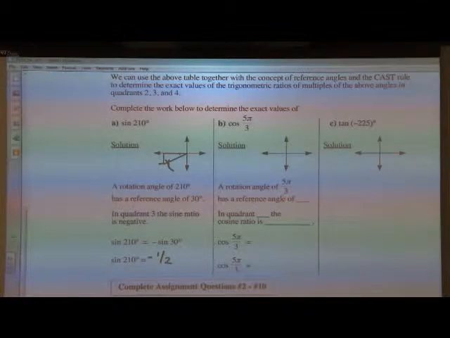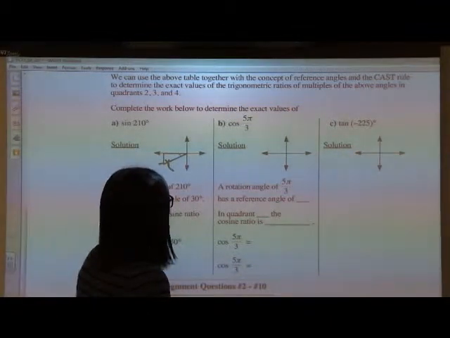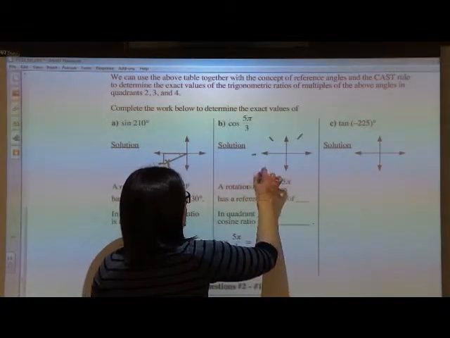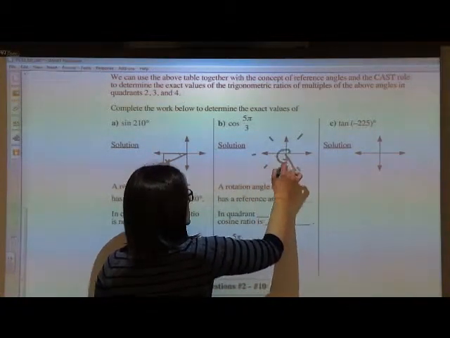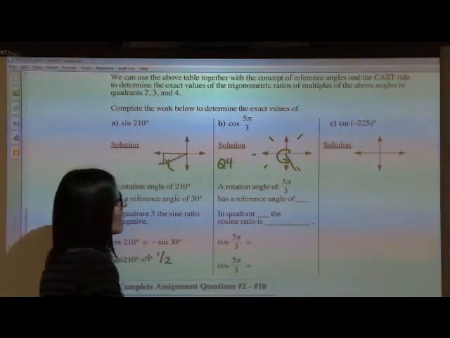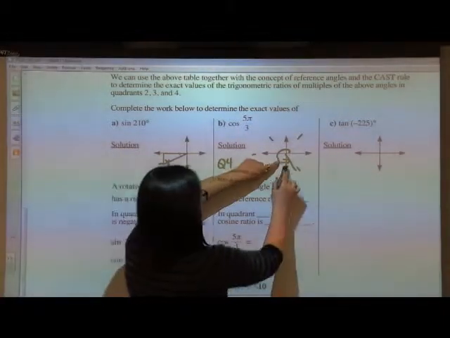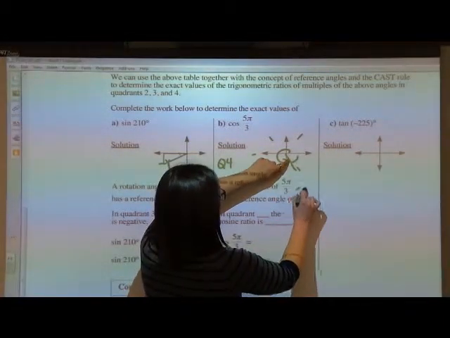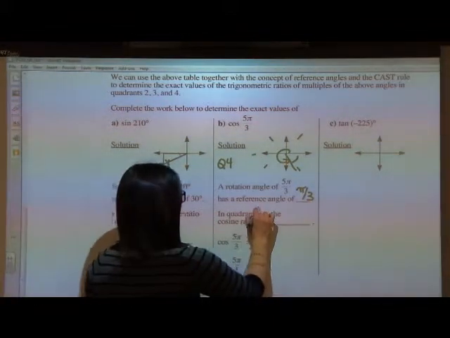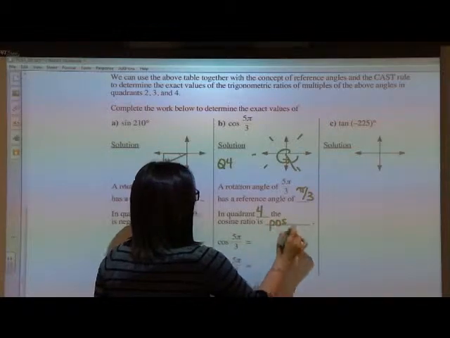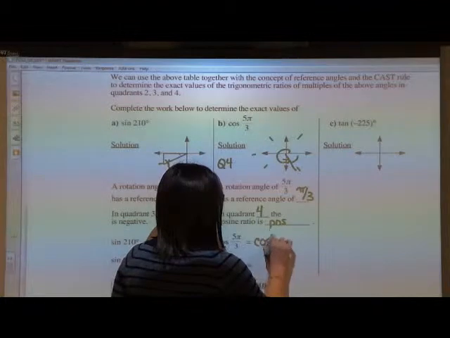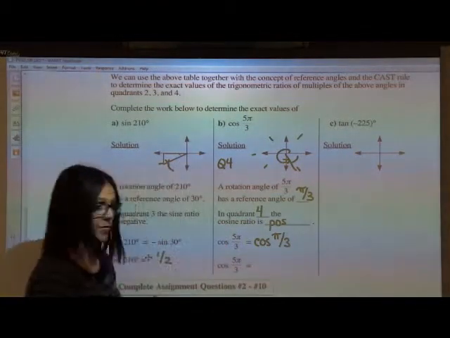So now if I look at cos 5 pi over 3, that means I'm in thirds, so 1, 2, 3 thirds, 4, 5 thirds. So that puts me down into quadrant 4. My reference angle, if this is 5 thirds, what's left over is pi over 3. This is in quadrant 4, and the cosine ratio is positive. So then cos 5 pi over 3 is the same as cos pi over 3.